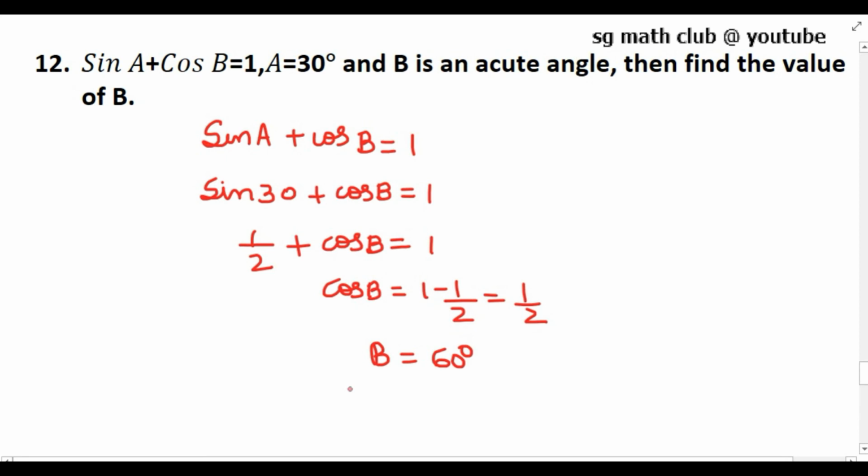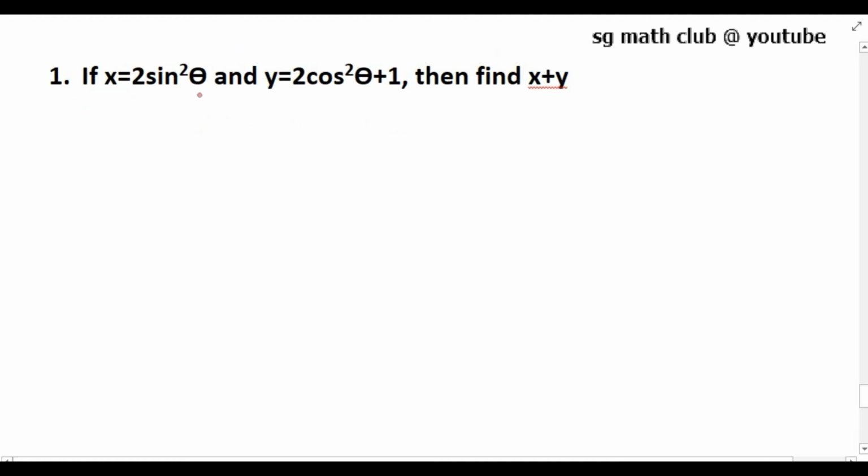So when the value of B is 60 degree, cos will take the value half. Therefore, value of B is 60 degree. Next, if x equal to 2 sin square theta and y equal to 2 cos square theta plus 1, we need to find out value of x plus y.